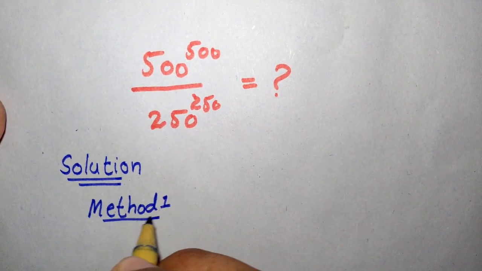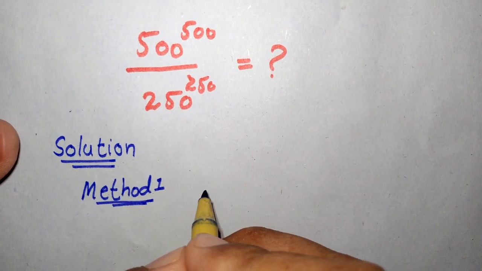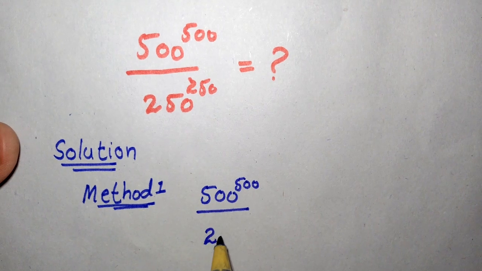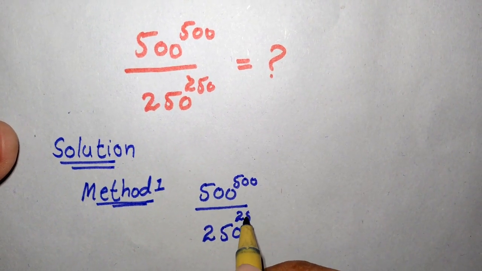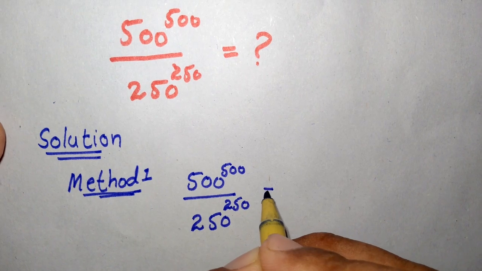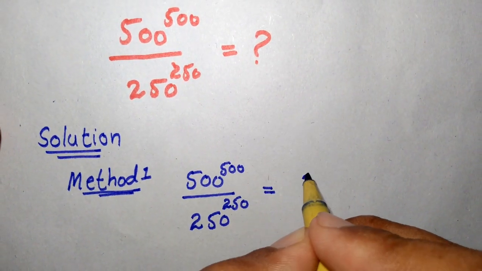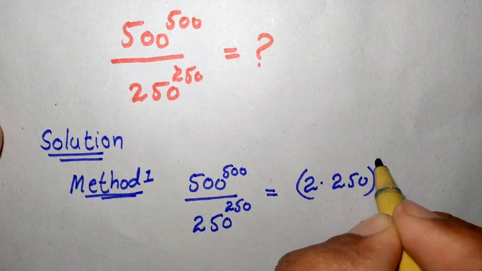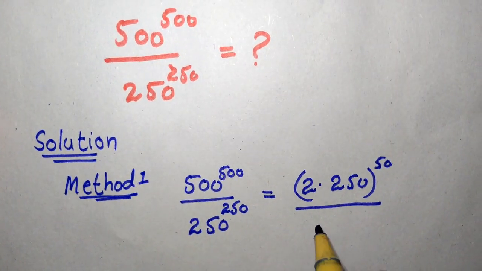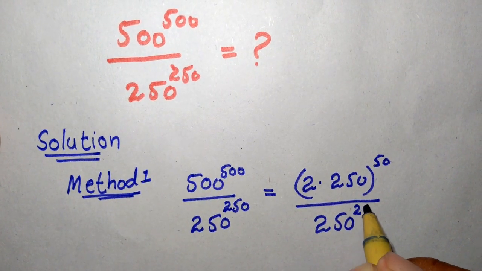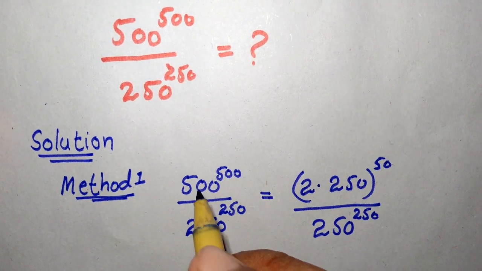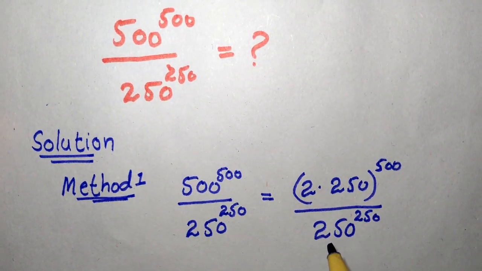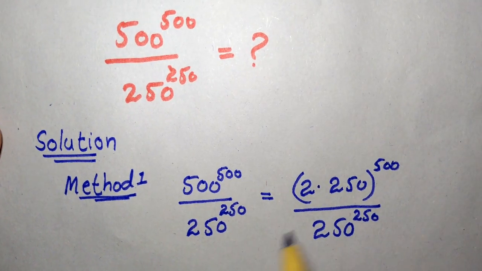Method number one. The question is 500 to the power of 500 divided by 250 to the power of 250. Here we have to write the 500 in the form of 2 times 250, whole power of 500, divided by this 250 to the power of 250. Here 2 times 250 is equal to 500. So 500 is in the form of (2 times 250) to the whole power of 500 divided by 250 to the power of 250.